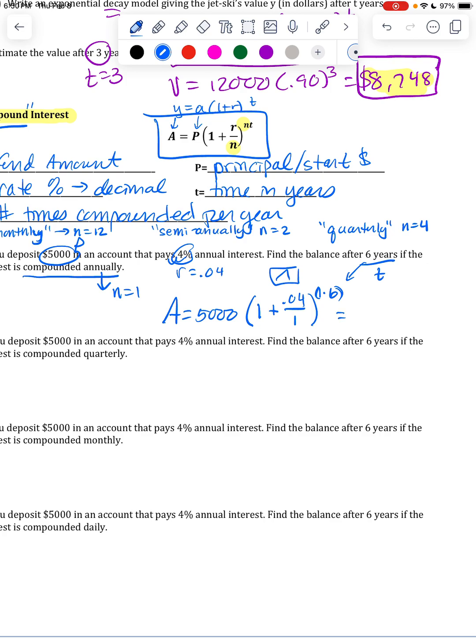And at the end of those 6 years, my $5,000 will have turned into $6,326.60 if I round off. Fantabulous.